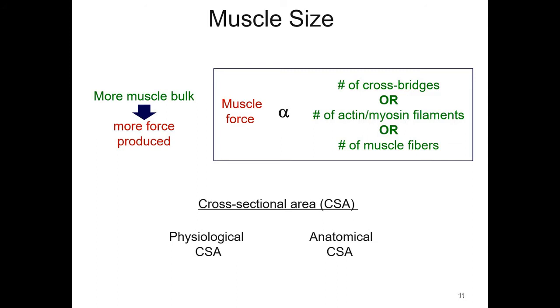Muscle size is often evaluated in terms of muscle cross-sectional area. Two measures of muscle size are physiological cross-sectional area and anatomical cross-sectional area. Physiological cross-sectional area and anatomical cross-sectional area are not always the same thing.